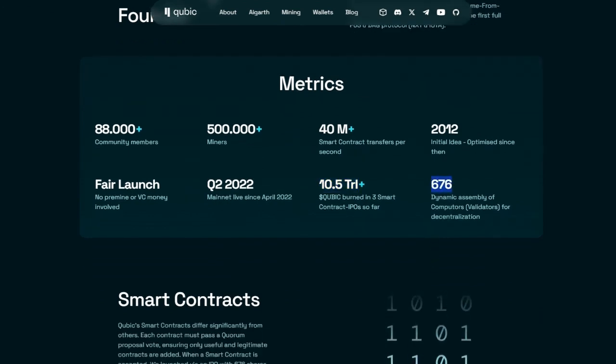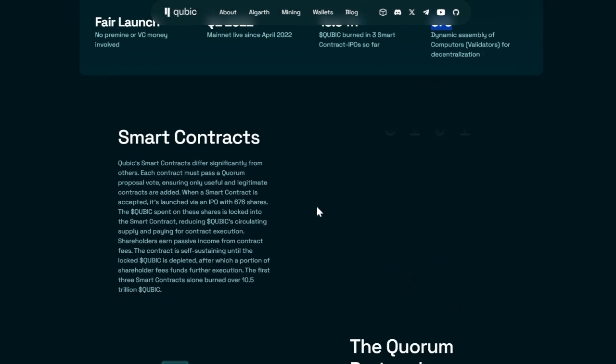And then there's 676 people in this dynamic assembly of computers, which makes this network truly decentralized. Apparently, I don't quite understand how a quorum works, but apparently it does.